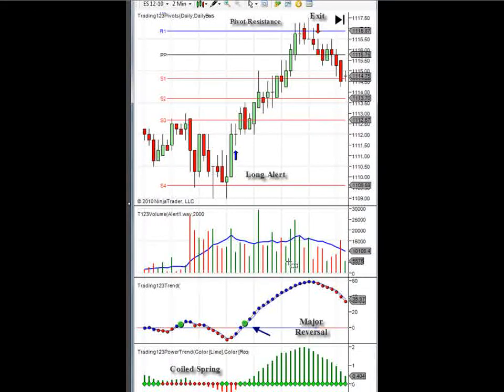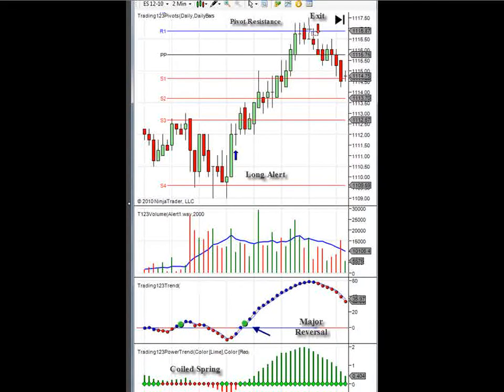And as you see, as the price was moving up here, our volume indicator showed that the volume was above normal, and the candles kept stacking higher and higher, and the trend stayed blue. And our power trend indicator showed that the strength in the move was getting stronger as the price moved up, and then it peaked right about here.